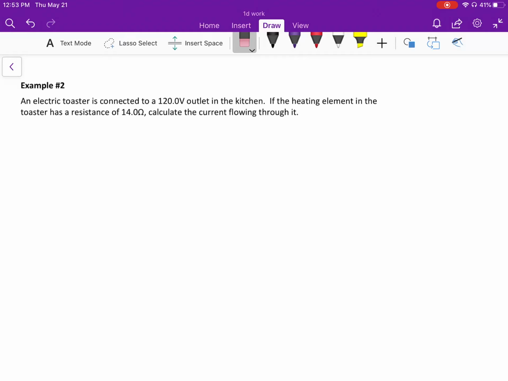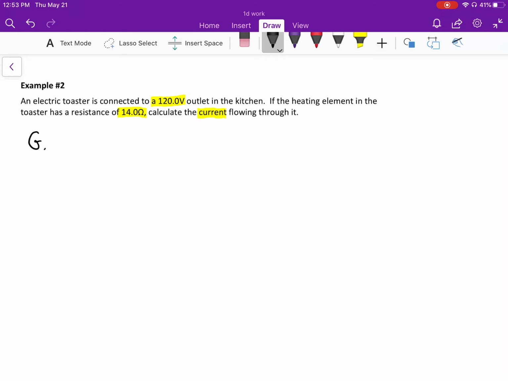Okay, another Ohm's law question. Reading it through, a toaster is connected to 120 volts. The heating element has a resistance of 14 ohms, and it's asking us to find current. I'm going to work through it using that GRASP method again.